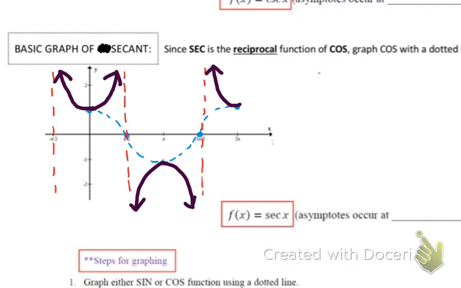The range is going to be the exact same. The only thing that would change is the domain if we worried about it, but we're not going to right now. So that's negative infinity to negative 1. And we're going to union that with 1 to infinity.